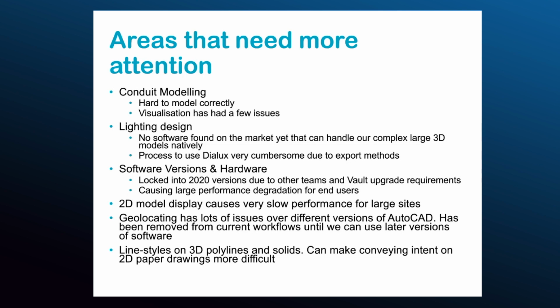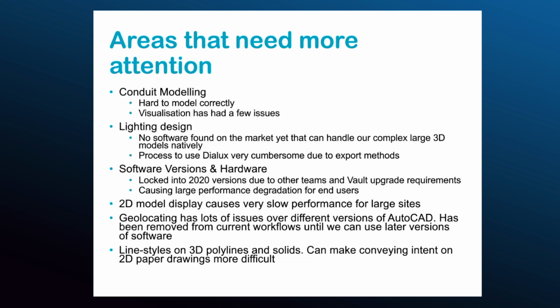The next one, we just haven't had any success with geolocating. There's quite a few bugs and issues in 2020 with geolocating. Some of them are carried forward into some of the later versions. We haven't done much testing in 2024 yet, but it does appear a lot of those have been resolved. So it'll be on our roadmap to get back in. That really allows us to integrate with our civil teams a lot more freely, as well as potentially start pushing data off to our GIS systems.